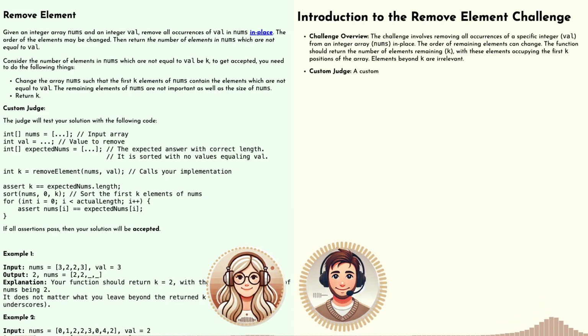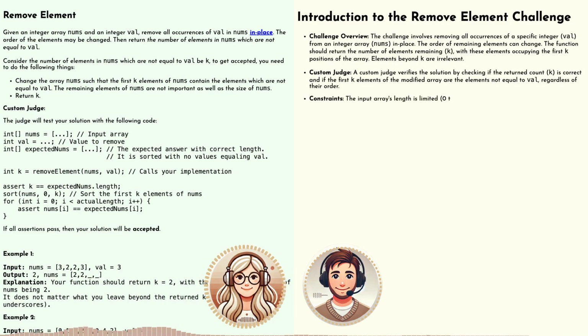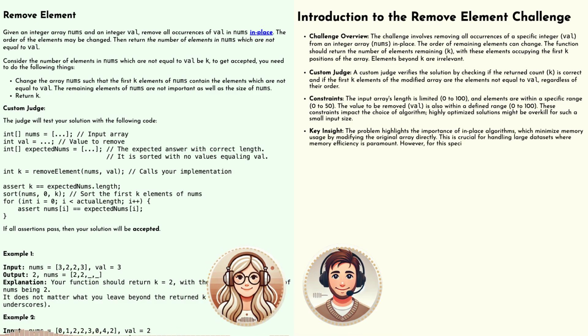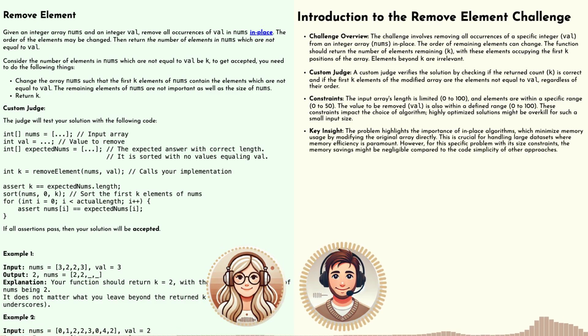We're diving into a pretty cool coding problem today. Yeah, a classic one. It's all about removing elements from an array, but here's the catch. We got to do it in place. In place, so no cheating with extra memory, right? Exactly. Think of it like this.